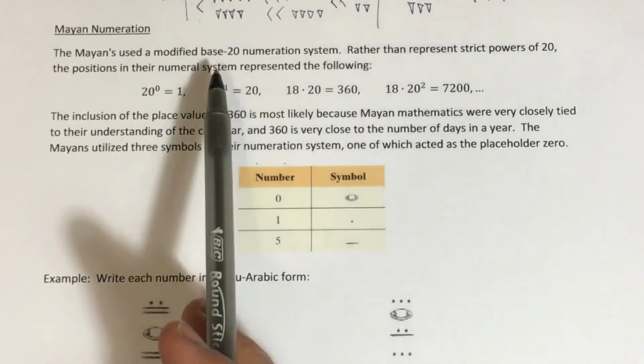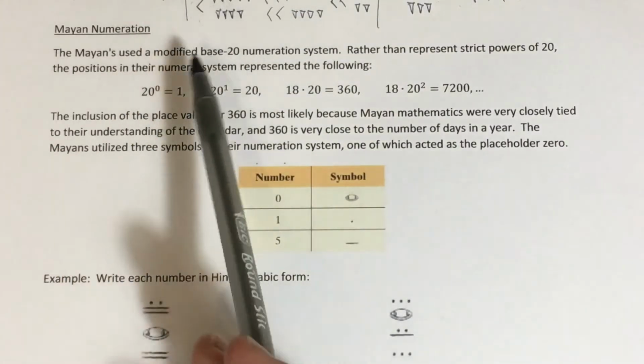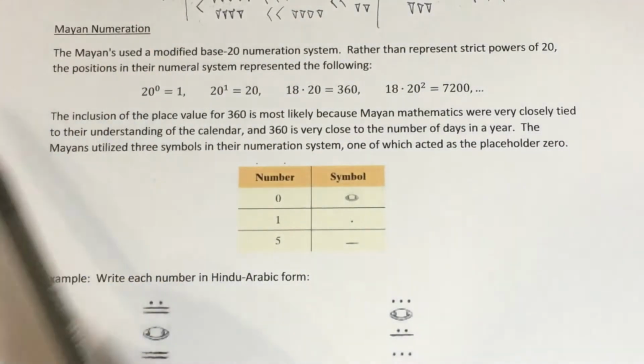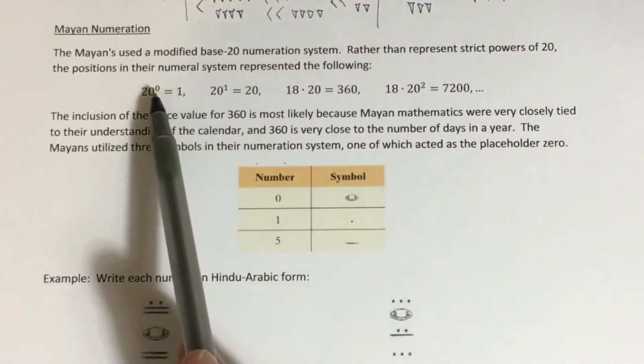I'm calling it base 20, but modified base 20. I don't think your book uses that exact term, but that's what I like to call it. And the reason for that is because the Mayans throw in a weird twist in one of your place values that causes all the place values after that to not actually be a power of 20. So here's what their place values represent.